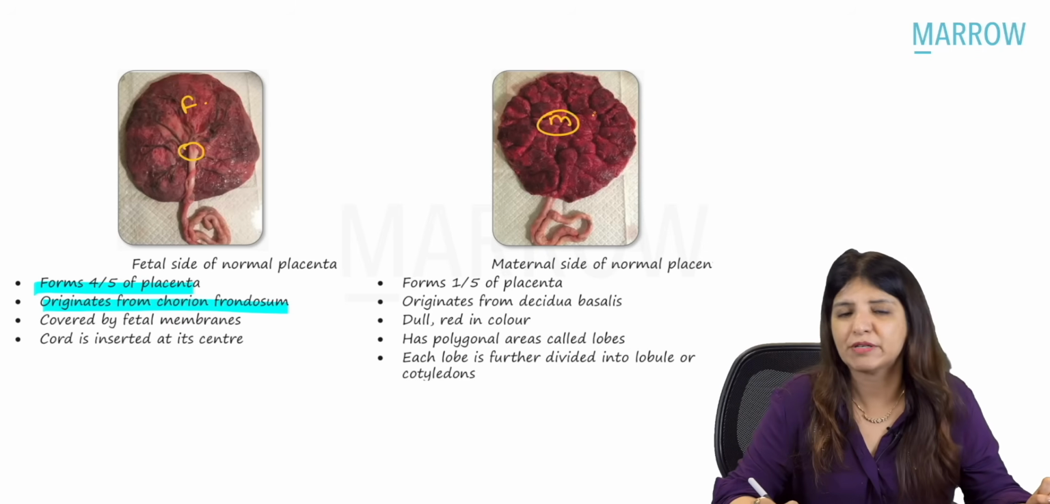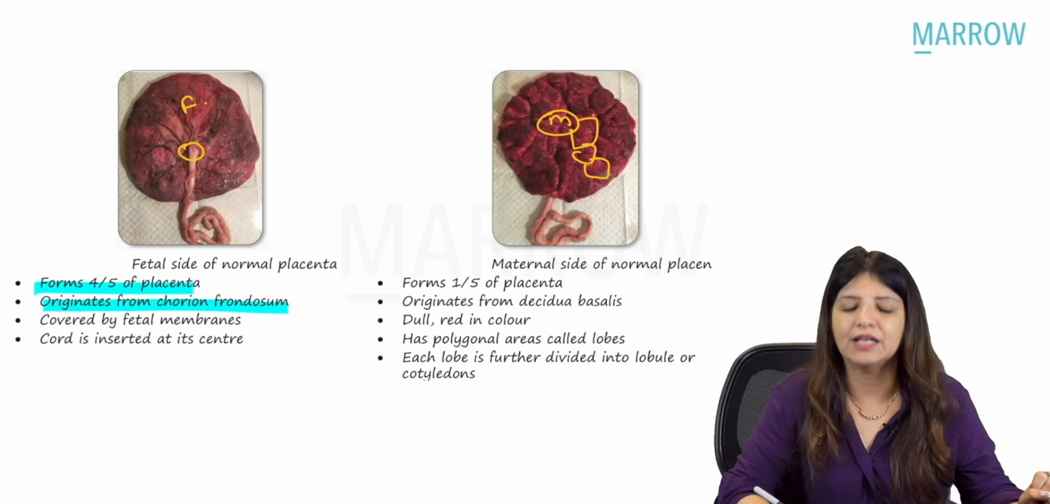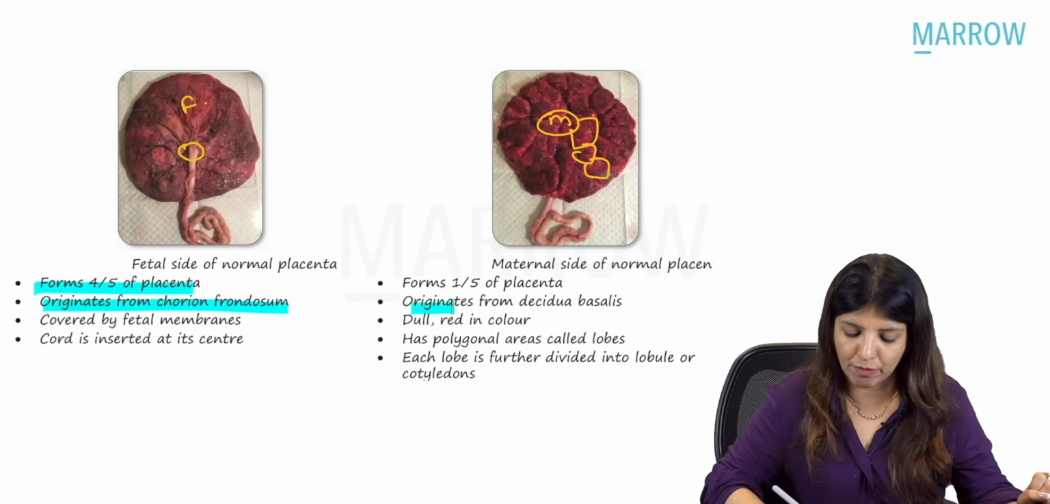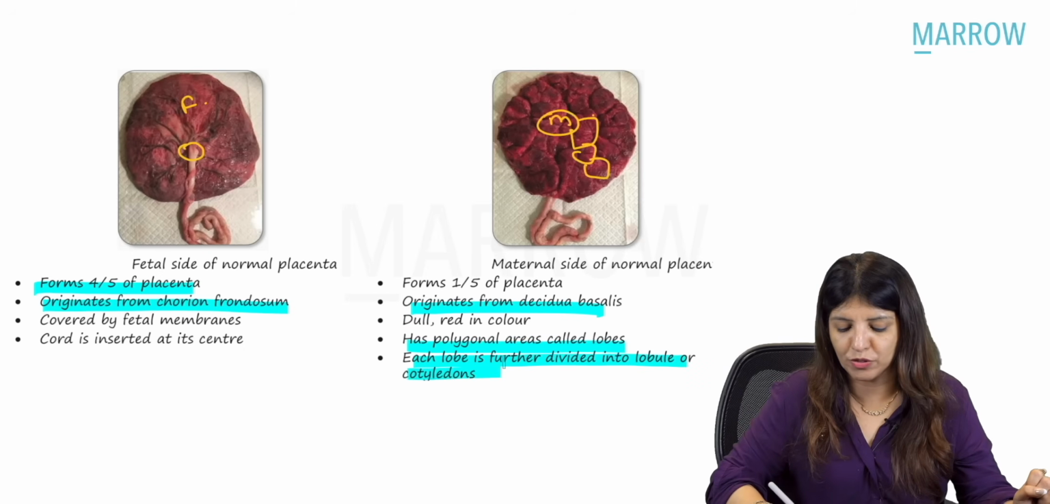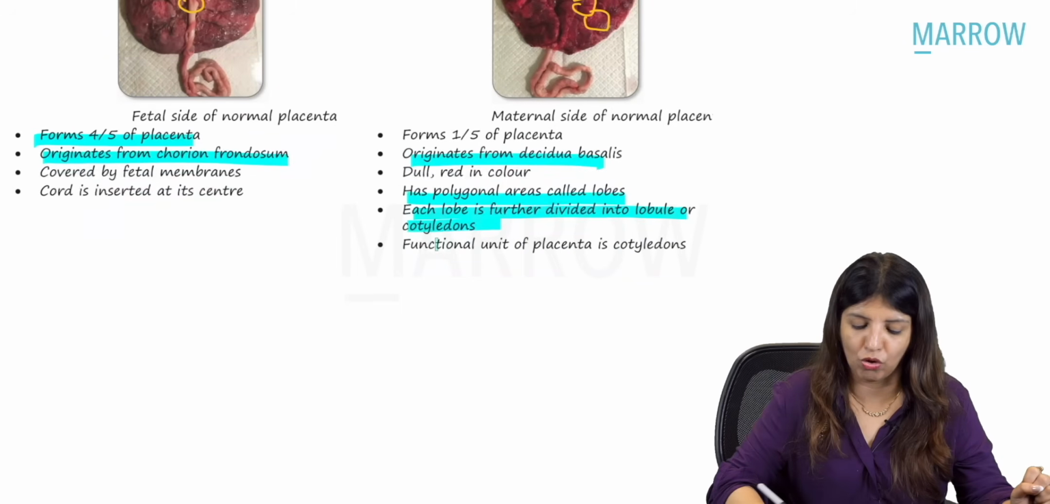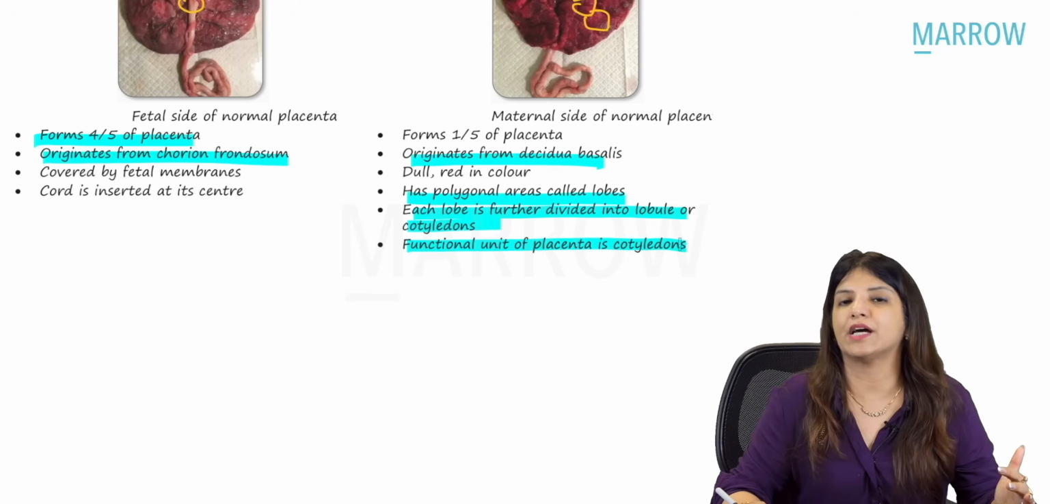How do you identify the maternal side of the placenta? The maternal side of the placenta, which is dull gray in color, shows polygonal areas called lobes. Each lobe is further divided into a lobule or a cotyledon, and please remember the functional unit of the placenta is a cotyledon.